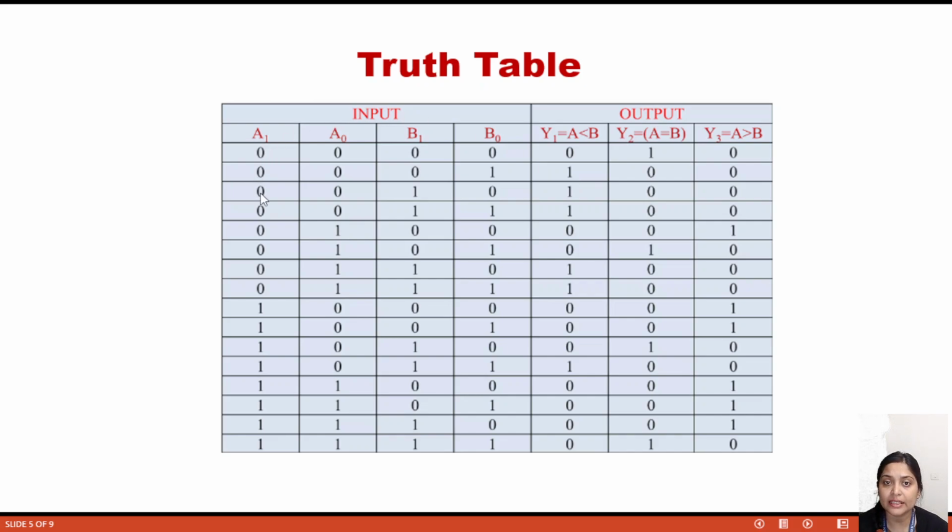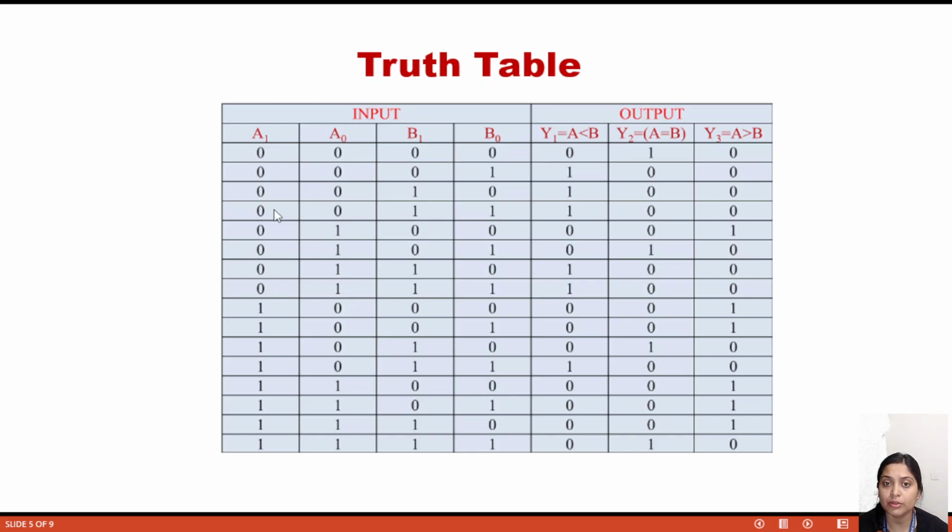Then next, 0 0 1 0. First of all, we check the MSBs. A1 is 0 and B1 is 1. So from the first bit itself we can understand that A is less than B. So I have written 1 here, and in the other positions it is 0 0. Now next, 0 0 1 1.